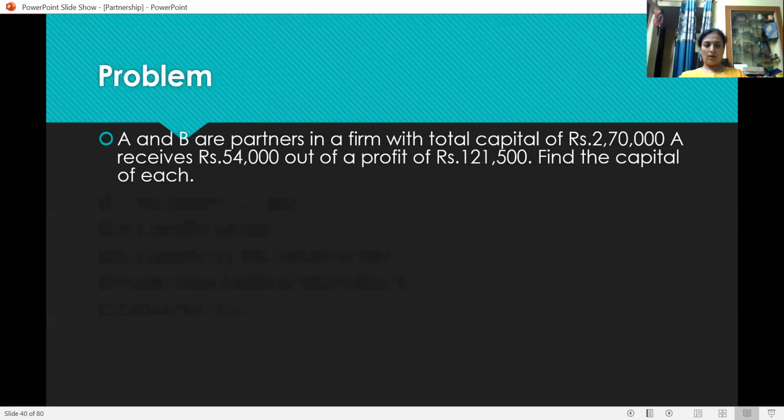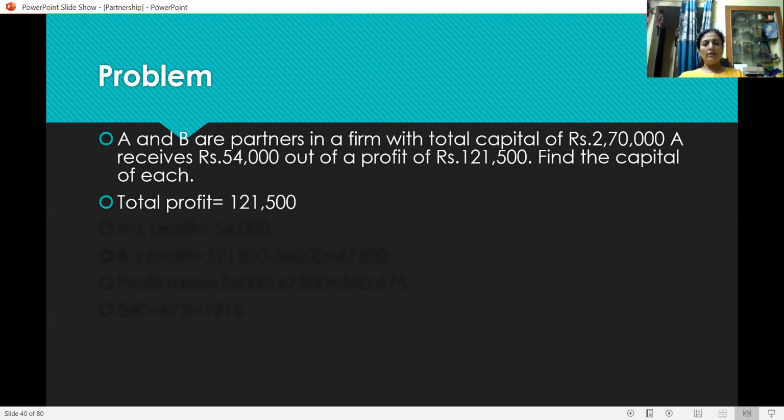B's capital is calculated. And let us go with another problem, that is, A and B are partners in a firm with total capital, okay, 2,70,000. And A receives rupees 54,000 out of a profit of 1,21,500. Find the capital of each. Here the profit is given, and the distributed profit is also given. So with the help of this, we have to calculate the capital of both the partners.